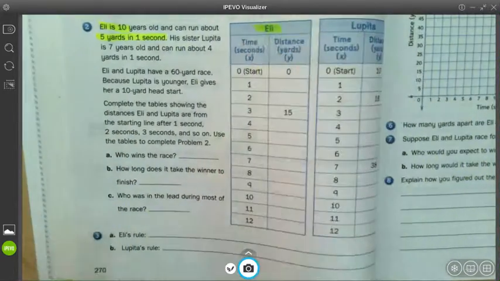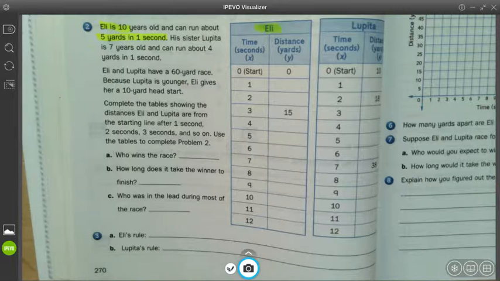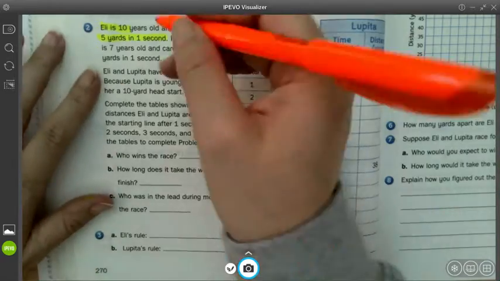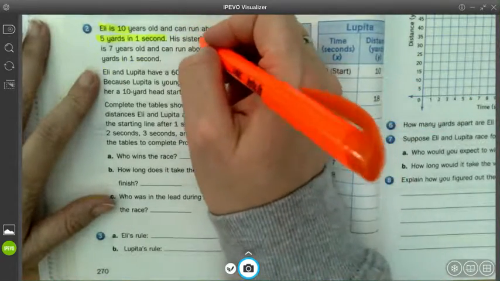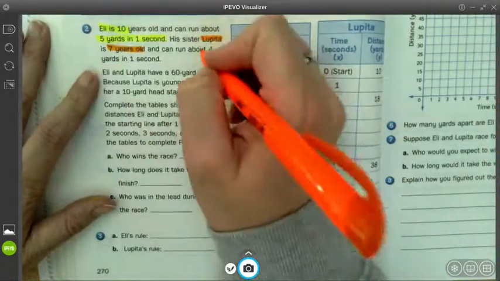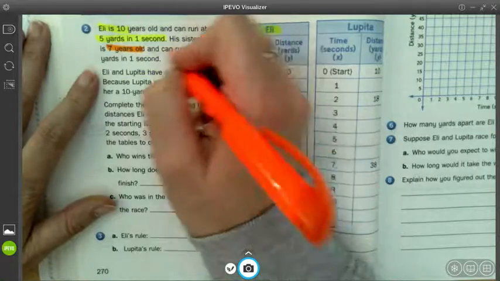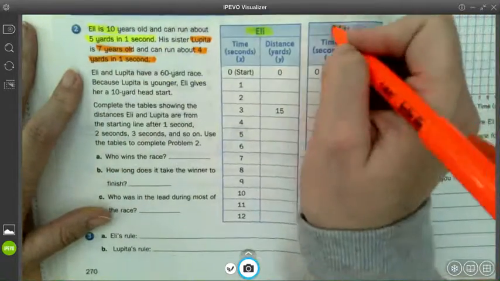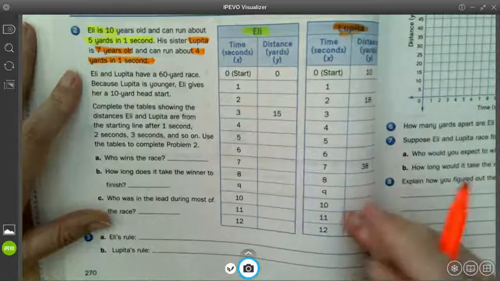Okay. His sister Lupita is 7 years old. And she can run about 4 yards in 1 second. So Lupita is 7, and she can run about 4 yards in 1 second. So I know that that's going to come over here to this table.